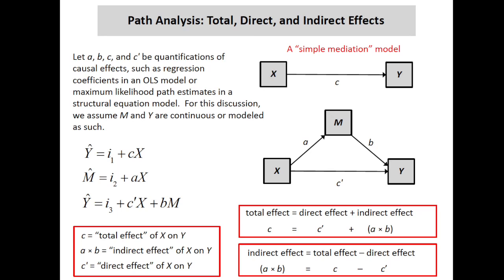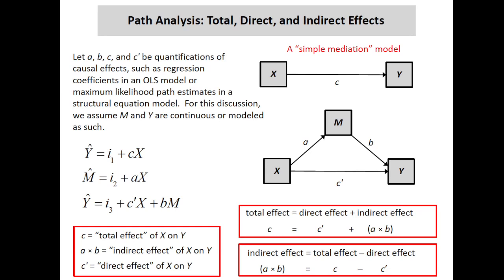So imagine these three regression equations. That gives us these four regression coefficients. It turns out that there's a relationship between these regression coefficients expressed here. C, which we call the total effect of X on Y, cleanly partitions into two components: the direct effect of X on Y, which is C prime, plus the indirect effect of X on Y through M, which is the product of A and B. So that's this equation here.